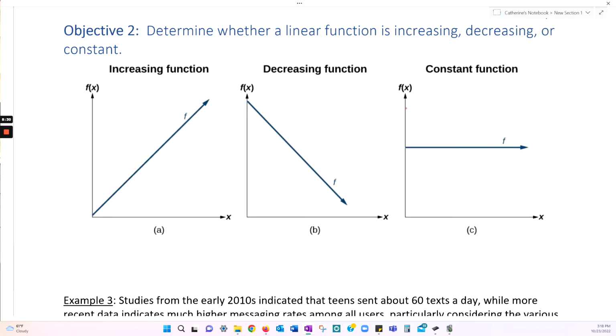And so an increasing function tends up as you go from left to right and has a positive slope. Of course, decreasing, and we've seen this before, would have a negative slope. It's tending down. And then if you have a constant function, that's a horizontal line, and that's when your slope is 0. So remember, if you have a constant function, that just means it's equal to a number.